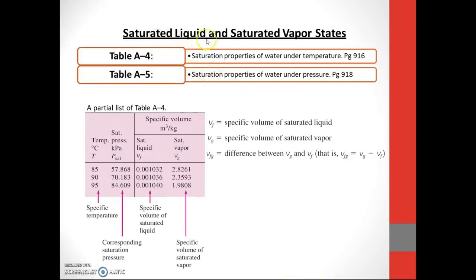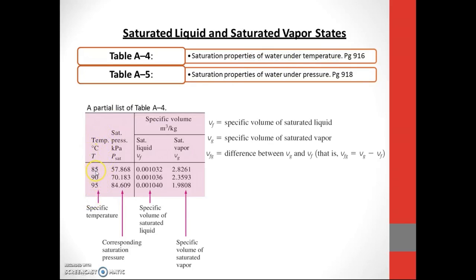Okay, example of saturated liquid and saturated vapor states. We are using table A4 and table A5 for temperature given and pressure given. So this is an example of a part of table A4. Okay, so what do we have in table A4? Under temperature, it means this is the saturation properties of water under temperature. It means you are given the list of temperature.